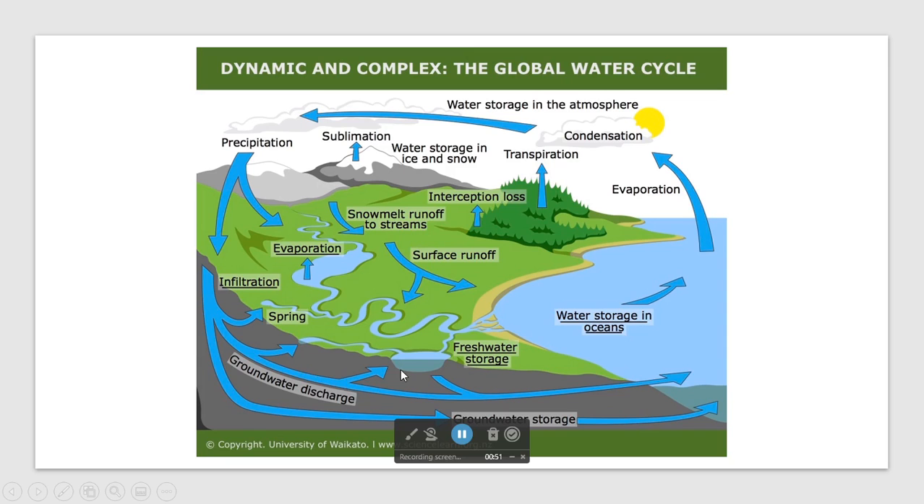Now there are different ways that water is transported between these. So evaporation transports water between oceans, lakes, and rivers into the atmosphere. We have condensation and precipitation. And when precipitation falls on land, it can either flow as surface runoff in rivers and streams, or it can infiltrate into the ground. So we're focusing on this infiltration process in groundwater today.